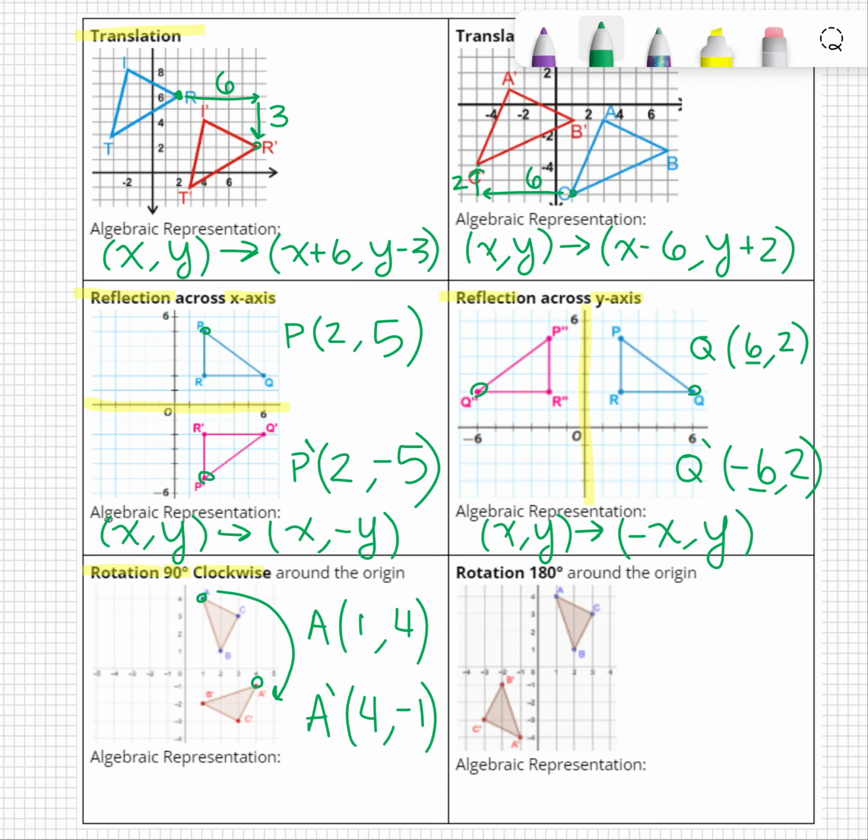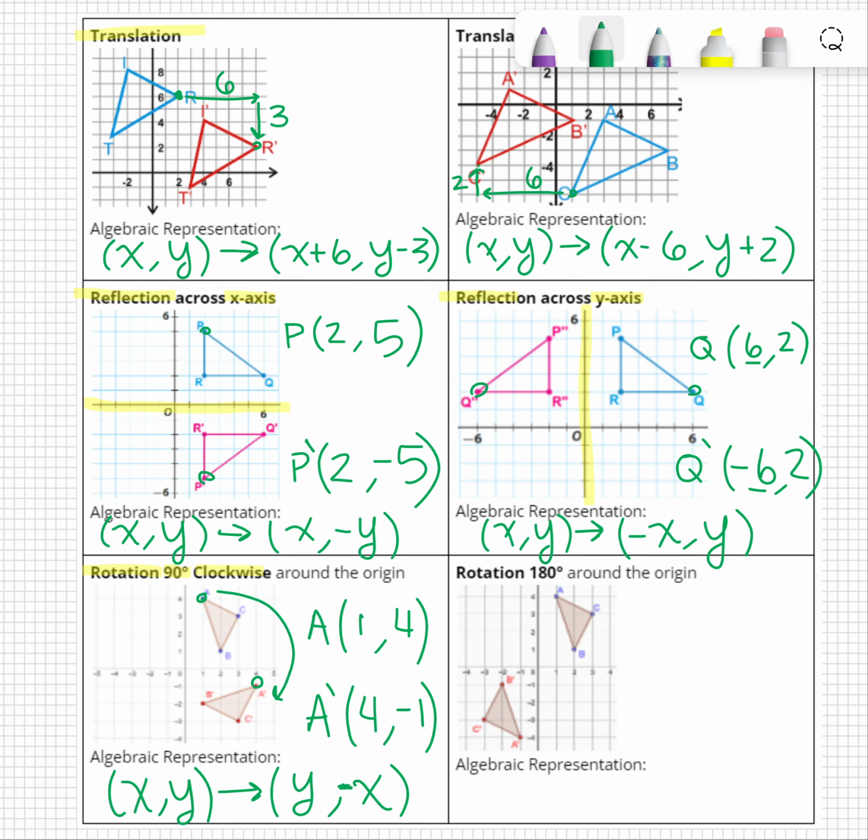Let's look at what happens. For my algebraic representation, each xy point was rotated, and it looks like the x and y actually rotated and traded places. So for my rule, I'm going to trade places. So y is now first and x is now second. And after it was rotated, the original x changed sign. So let's make that negative x. So xy becomes y comma negative x.